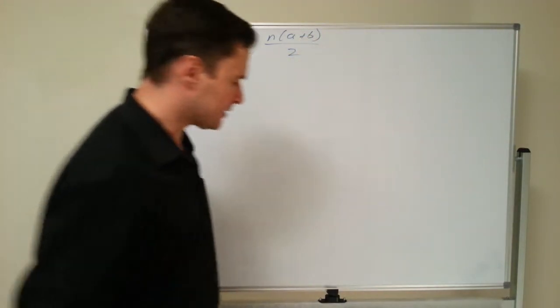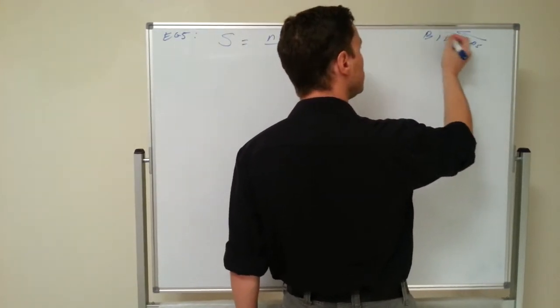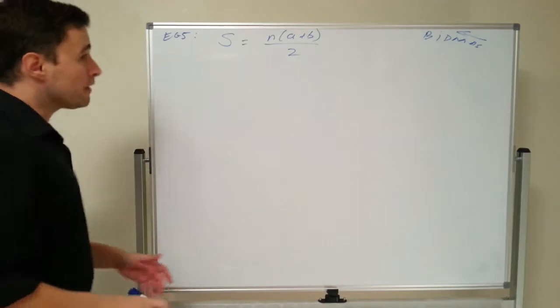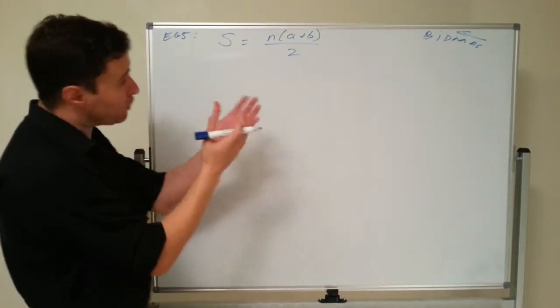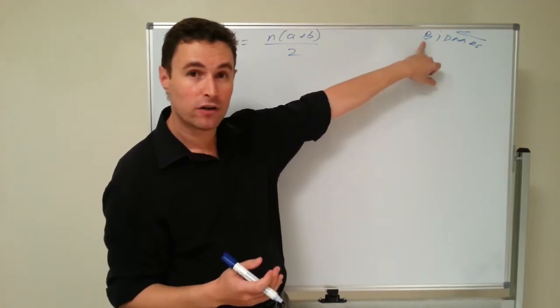b is inside the bracket. BIMDAS, this guy is so powerful. Okay, so I've got to get to b, but I've got to go through all the other stuff before I can get inside the bracket. Look, brackets is the last thing I get rid of.